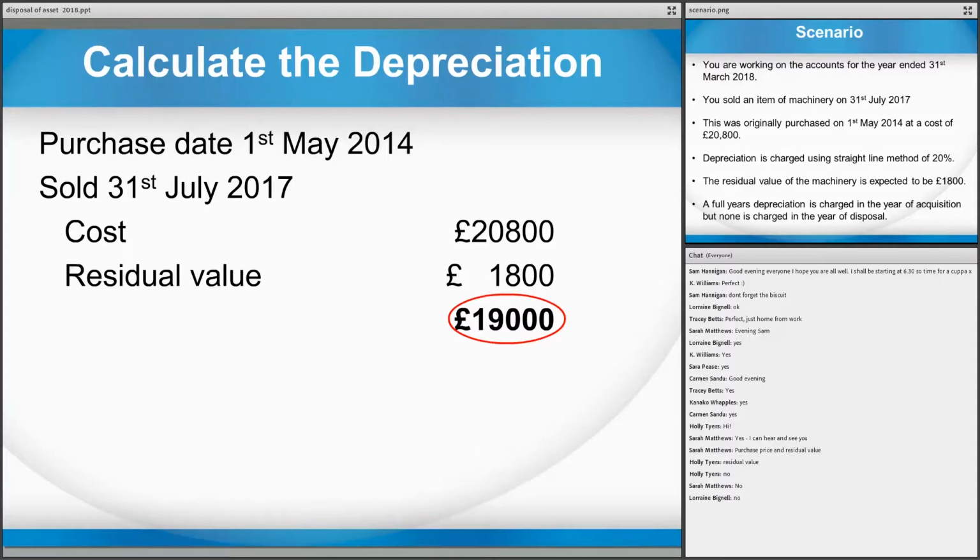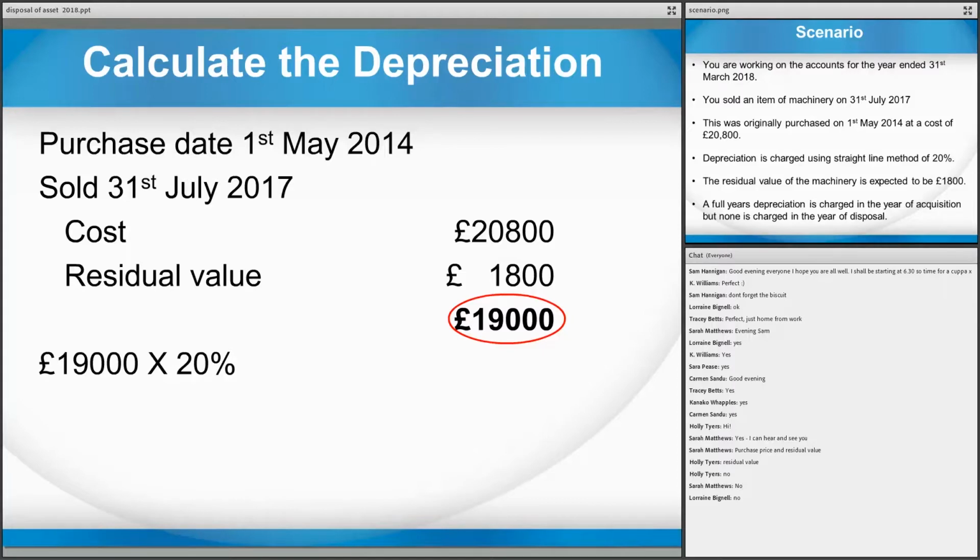Okay then, so the 19,000 is what we're going to base this depreciation amount on. Okay, so not the 20,800. And as daft as it seems, if you ignore the residual value, you're going to lose valuable marks. Okay, so remember to take that off first, but only with straight line method.